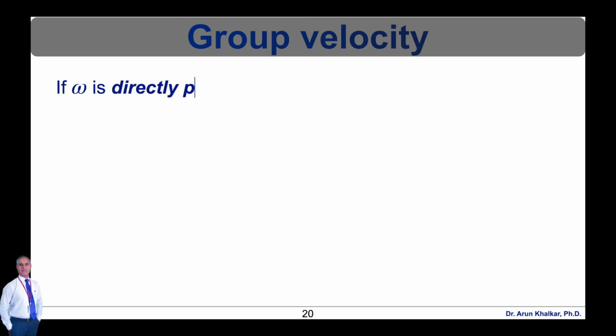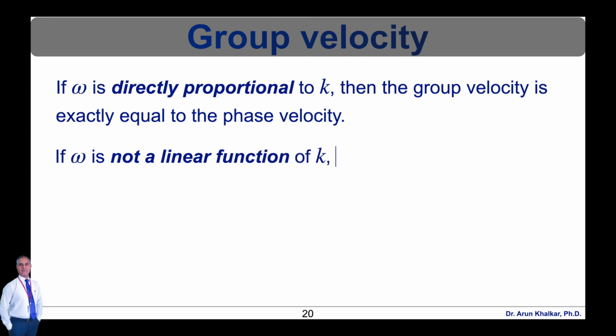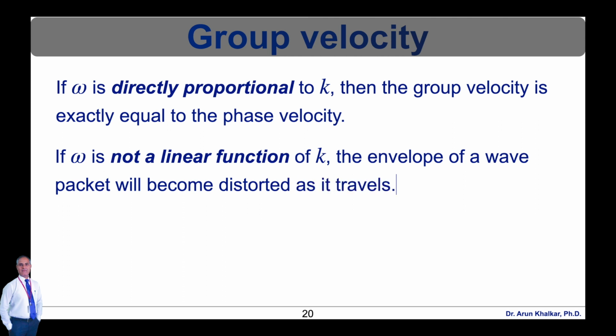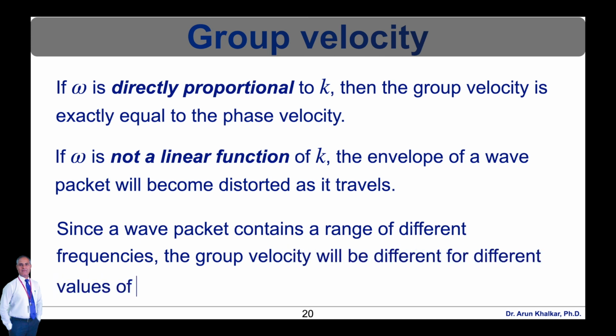If omega is directly proportional to k, then group velocity is exactly equal to the phase velocity. A wave of any shape will travel undistorted at this velocity. If omega is not a linear function of k, the envelope of a wave packet will become distorted as it travels. Since a wave packet contains a range of different frequencies, the group velocity will be different for different values of k. Therefore, the envelope does not move at a single velocity, but its wave number components, that is k, move at different velocities, distorting the envelope.